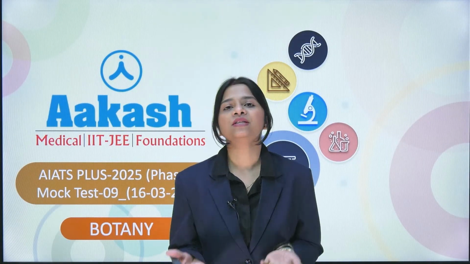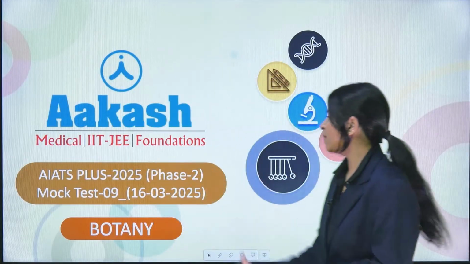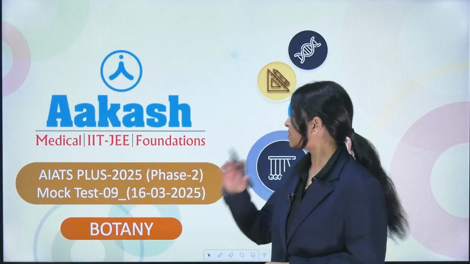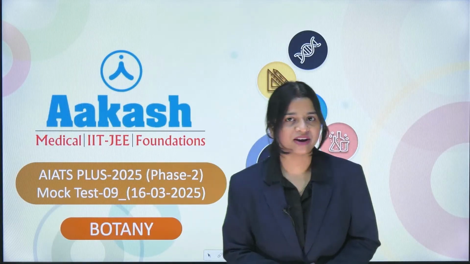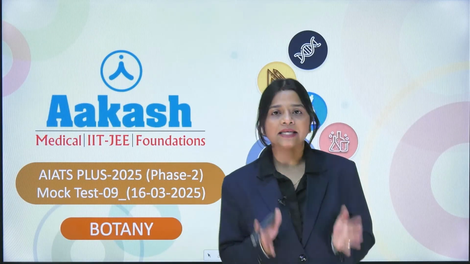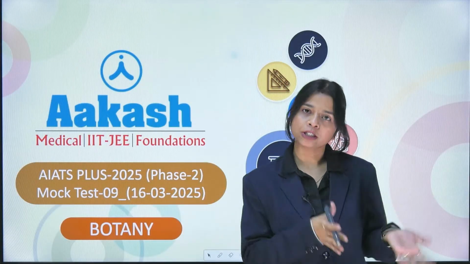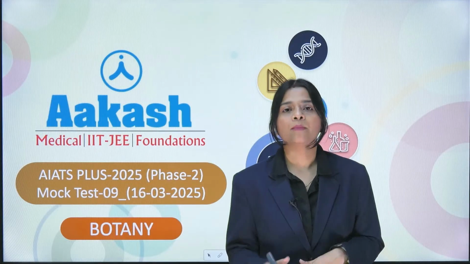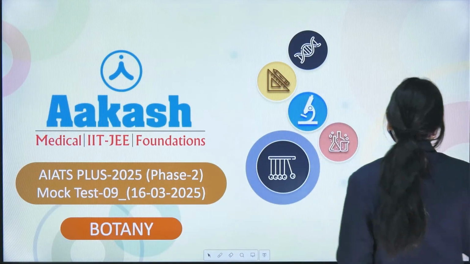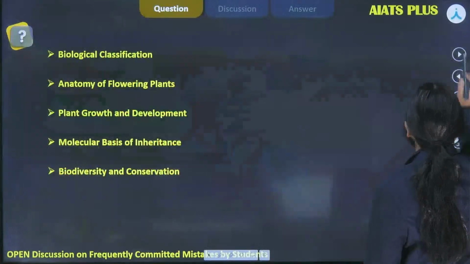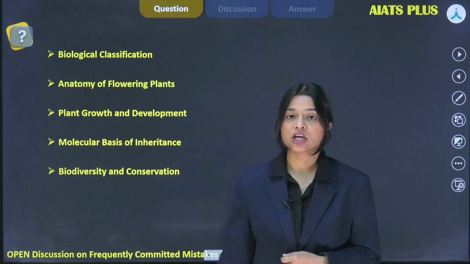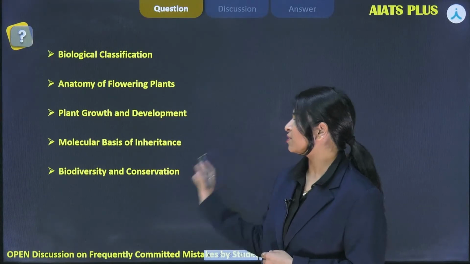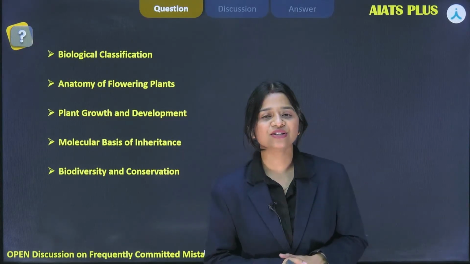You are already done with the first slot of this test paper, that is AIATS Plus Phase 2 Mock Test 9, which was conducted on 16th of March 2025. So you are done with the questions from the first slot, which contains several chapters. Now I will be taking up the second slot, which will consider these very chapters, that is biological classification, anatomy of flowering plants, plant growth and development, molecular basis of inheritance, and biodiversity and conservation.